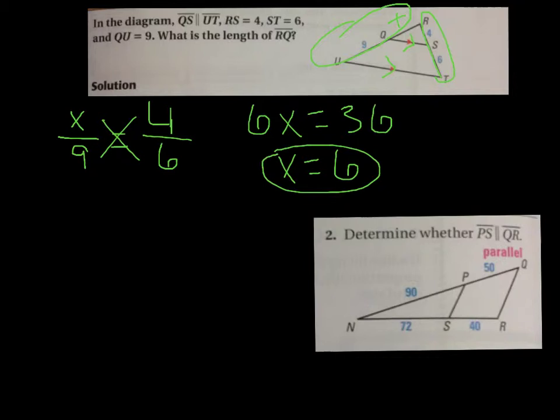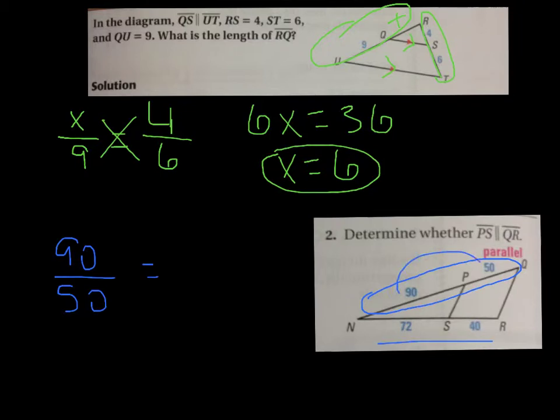Now, in our second problem, we are asked to determine whether or not PS and QR are parallel. We can see it gives us all 4 values already, and we need to check, are the sides proportional to one another? So again, I'm going to look at one side at a time. I'm going to look at QN. I'm going to see, does 90 over 50 give me the same ratio? And I'm going to be consistent. I did 90 over 50, so I'm going to do 72 over 40. So I have all my values.